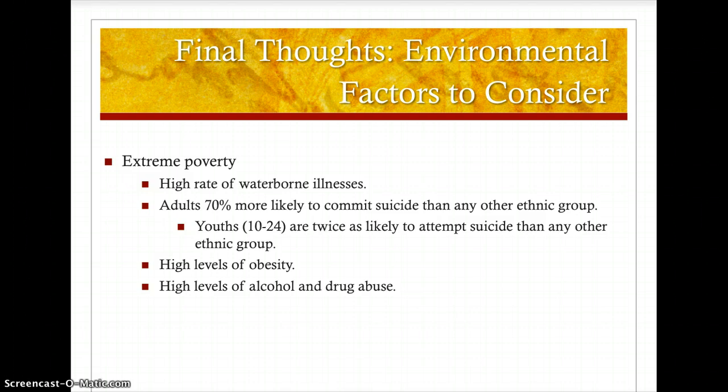A combination of these factors, in addition to emotional traumas experienced in previous years because of the marginalization of the Native American people, make Indian adults 70% more likely to commit suicide than any other ethnic group. And Indian youths are twice as likely to attempt suicide than peers from any other ethnic group.